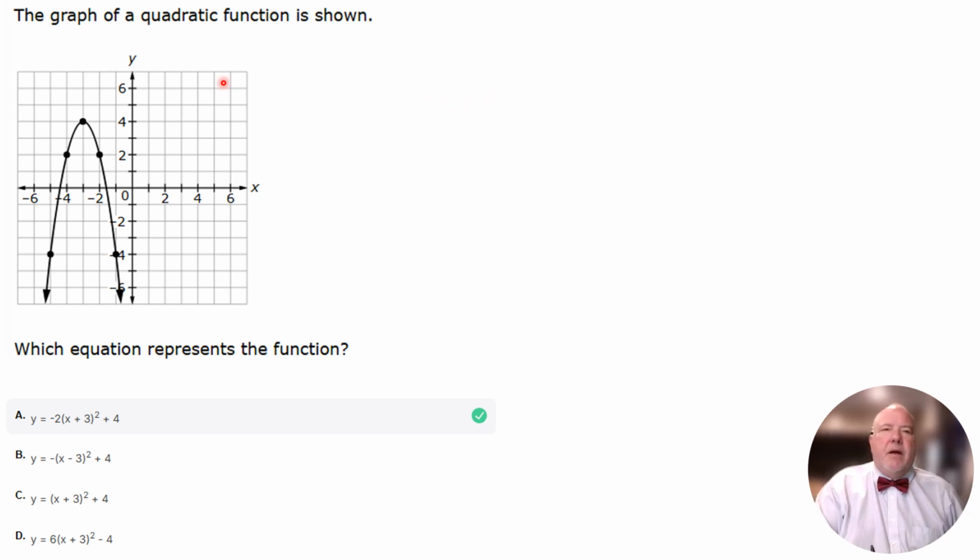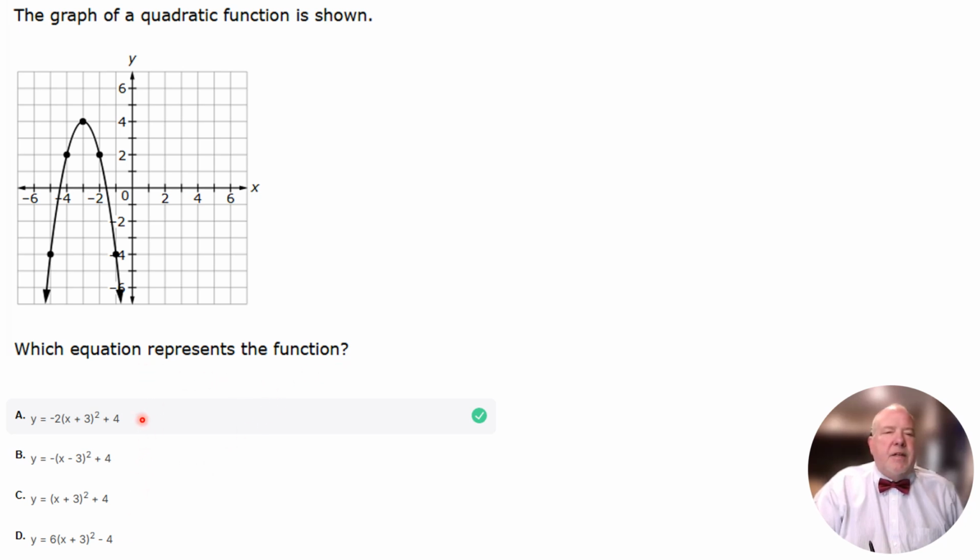So we're given a graph of a quadratic function, and quadratic functions, when you graph them, either open downward like this one, or they can open upwards. Okay? And they're asking us which of these equations represents the function.